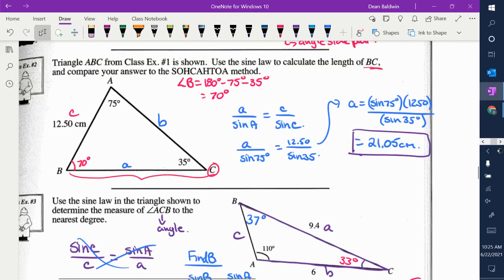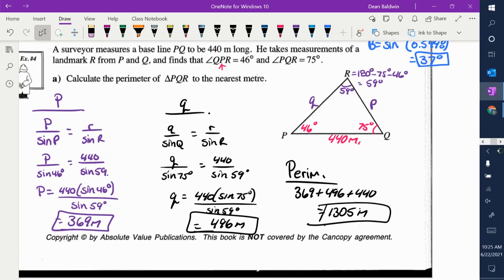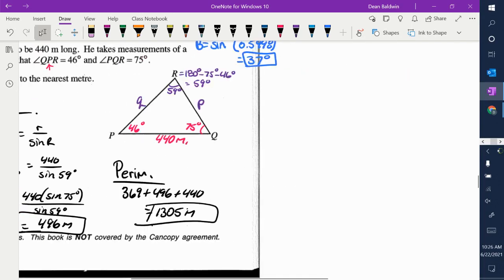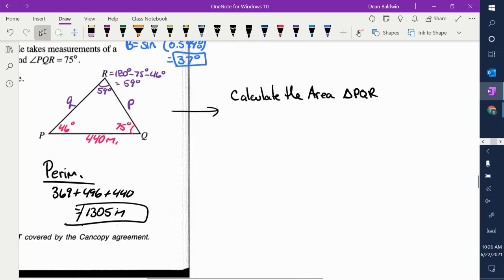Oh, I don't have page 226. That's all right. I can do it off to the side. You guys do, right?